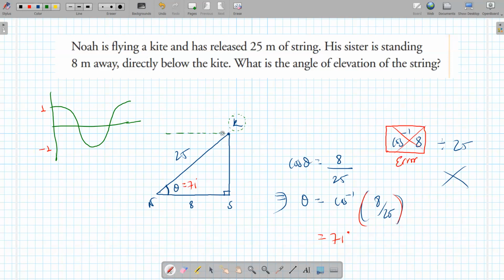Remember, angle of elevation and depression is always from the horizontal. So if you're looking at the angle of depression from K, this is the angle that you're looking for. What would that be? Do we know, or do we need to do any calculations?